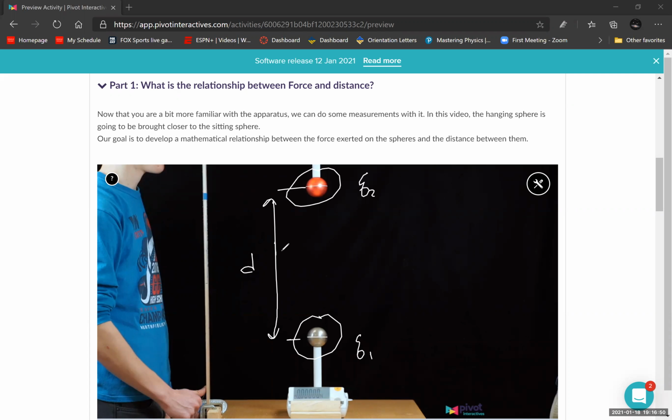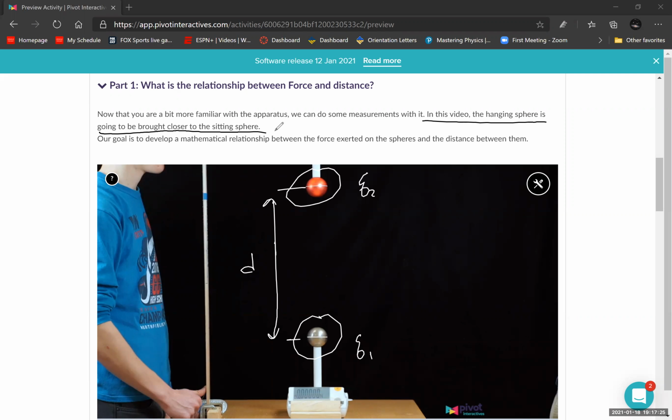And as the distance between them changes, remember, the magnitude of the force will change as well. So our goal, as you can see in this video, is that a hanging sphere is going to be brought closer to a sitting sphere. That means Q2 is going to be moved closer to Q1 once we charge them. And our goal is to develop a mathematical relationship between the force exerted on the spheres and the distance between them.